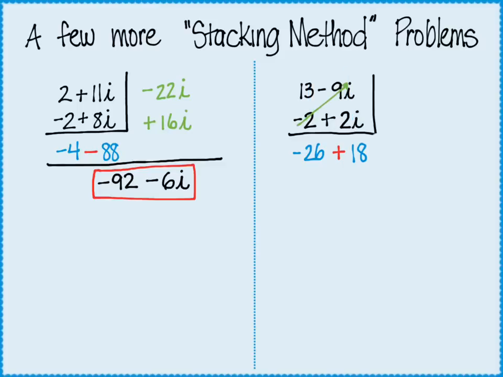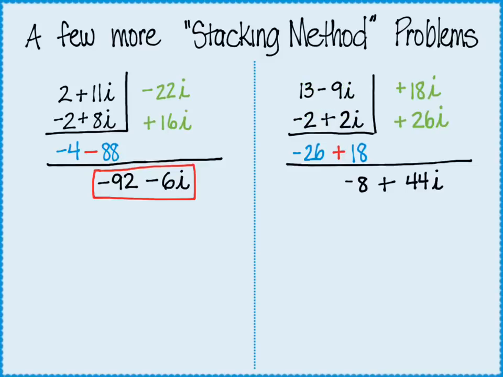Doing the diagonal, negative 2 times negative 9i is positive 18i. 13 times positive 2i, 13 times positive 2 is positive 26i. Collecting like terms, I get negative 8 plus 44i, and that's the final answer.